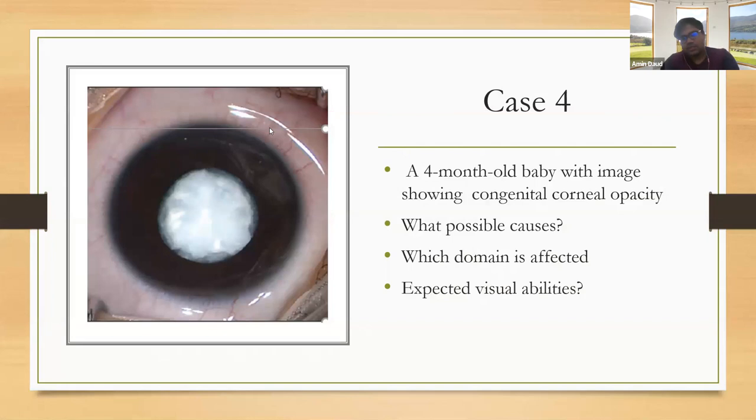Okay, for the fourth case, so this is a 4-month-old baby with the image showing congenital corneal opacity. So the mother noticed there's an opacity. So what do you think would be the possible cause? Anyone would like to try? CMV? Okay, true. CMV, toxoplasma. Okay. So basically infection, right? So usually, what do you think the main domain would be affected?